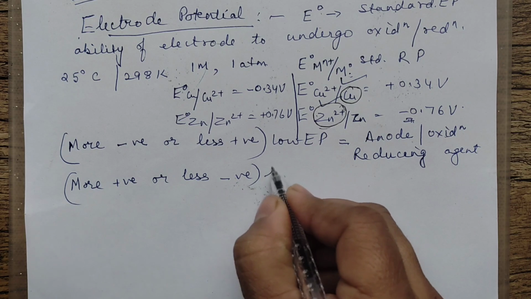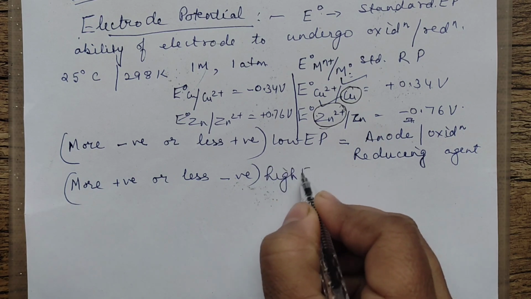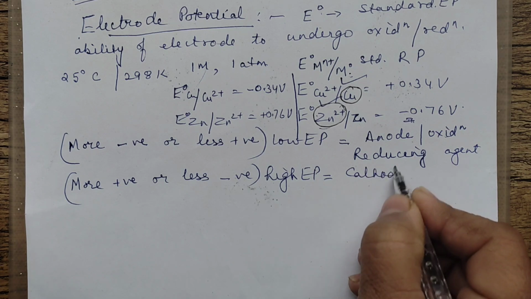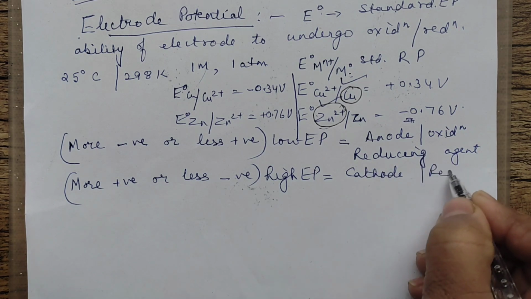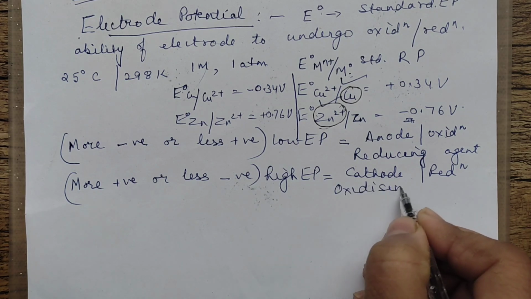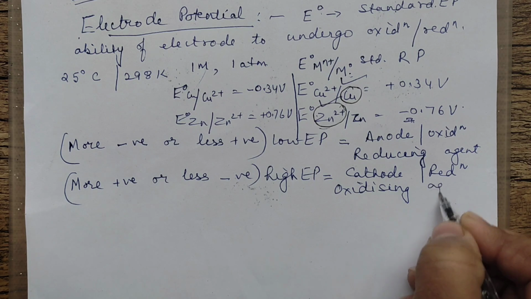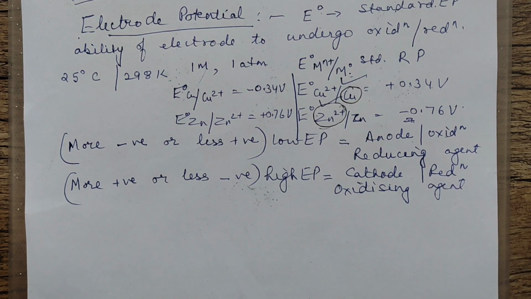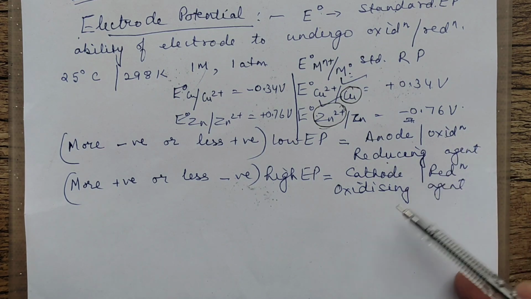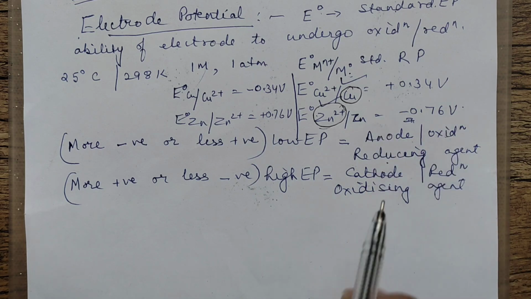Or in other words, you can say a high electrode potential value means it will act as cathode, will undergo reduction, and will also act as an oxidizing agent. If it is undergoing reduction, obviously it will be acting as an oxidizing agent, right? And vice versa. If it is undergoing oxidation, it is a reducing agent; reduction, oxidizing agent. This is very, very important to understand, the E0 values, why they are more negative or positive and all that stuff.